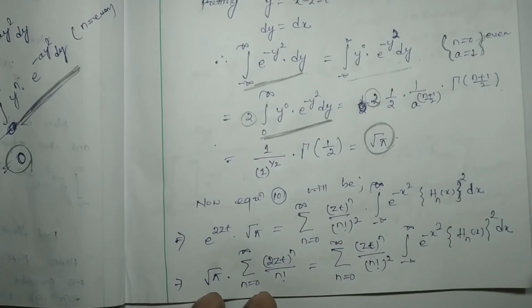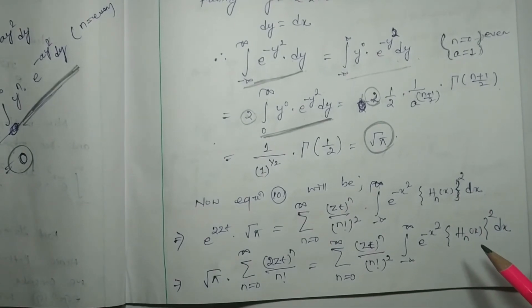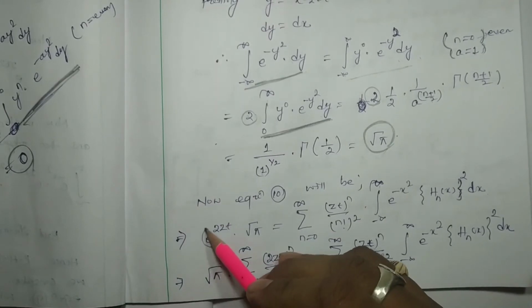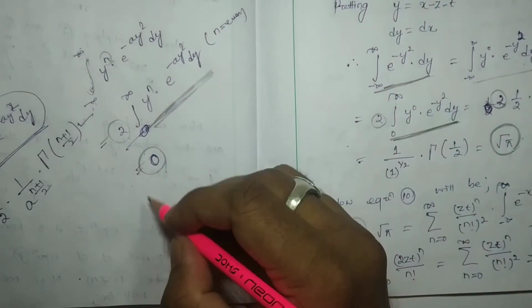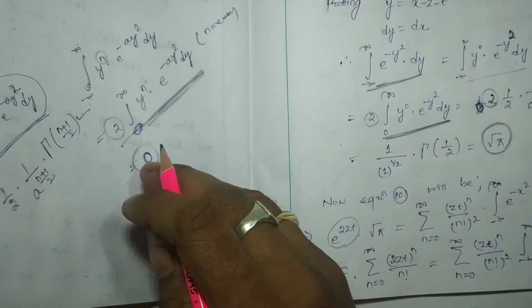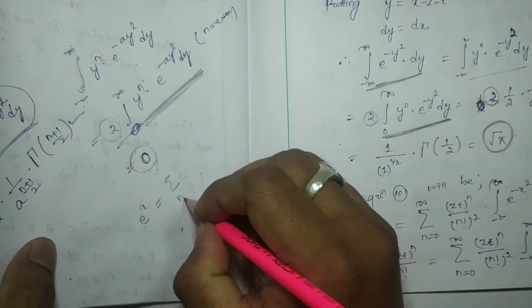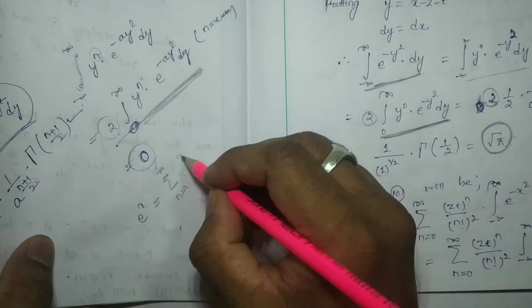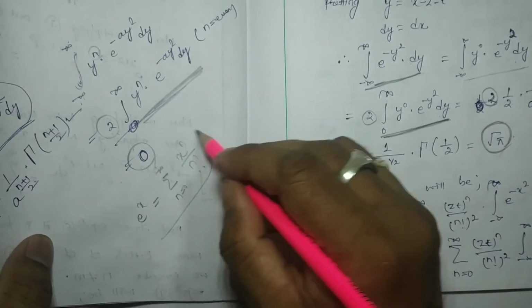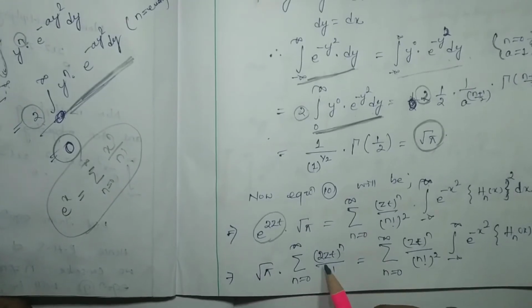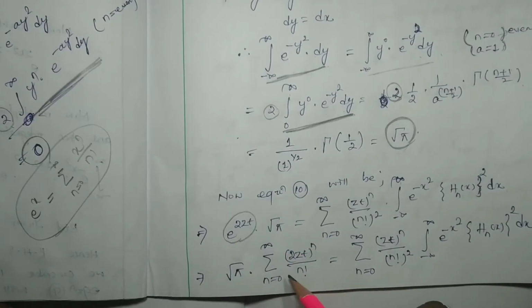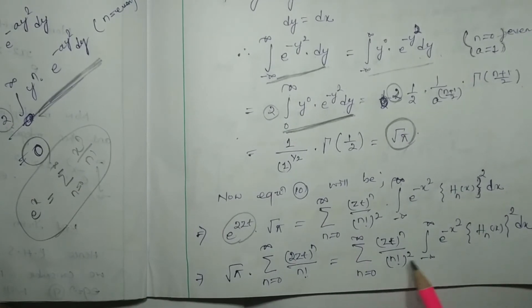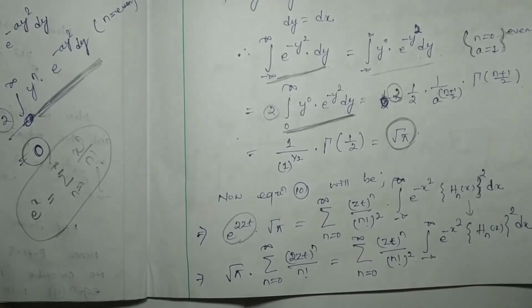So here you can see that e to the power 2zt, that means e to the power x in the expansion form can be written as summation over n equal to 0 to infinity x to the power n by n factorial, that we know. The same thing I have written here. E to the power 2zt in the expanded form can be written as root pi, n equal to 0 to infinity 2zt to the power n by n factorial, and the right hand side is nothing changed, written the same.